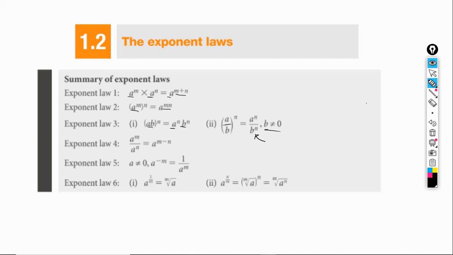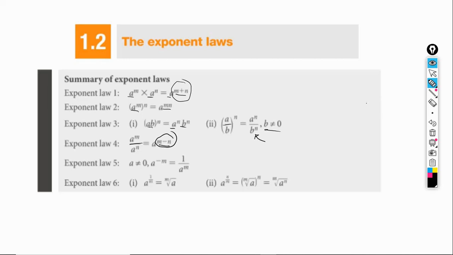Then, exponent law number 4: if you have a to the m over a to the n, this equals a to the power of m minus n. So in multiplication, we add the exponents, and in division, we subtract the exponents. Again, remember that the base must be the same.